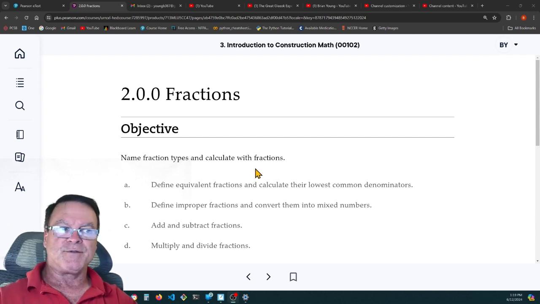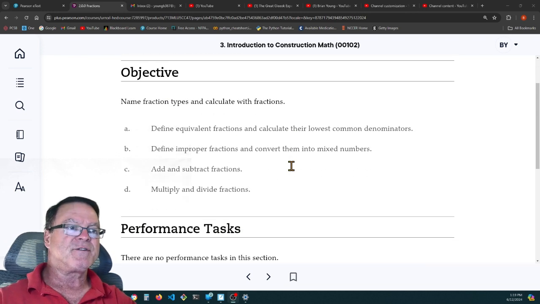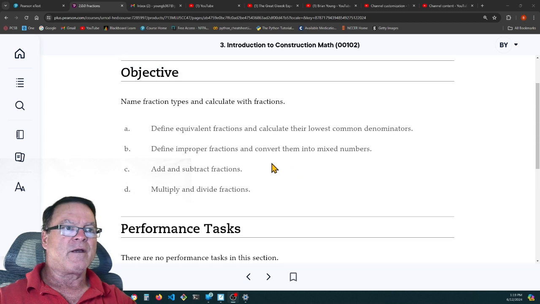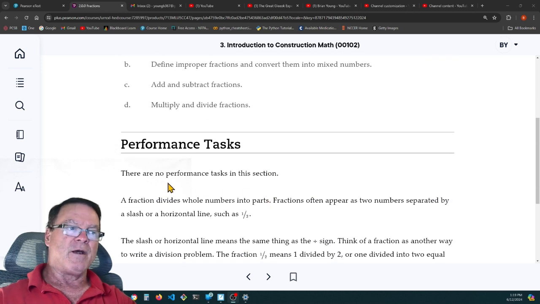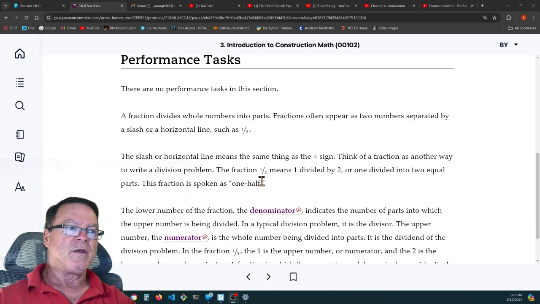2.2.0 Fractions. Name fraction types and calculate with fractions. So after studying this, you should be able to define equivalent fractions and calculate their lowest common denominators. Define improper fractions and convert them into mixed numbers. Add and subtract fractions, multiply and divide fractions. There's no performance task in this section.